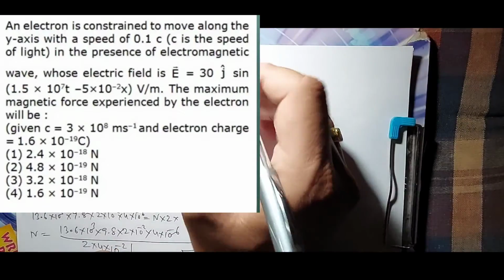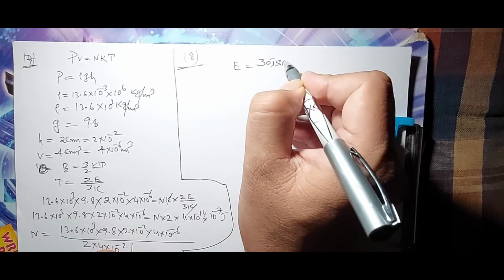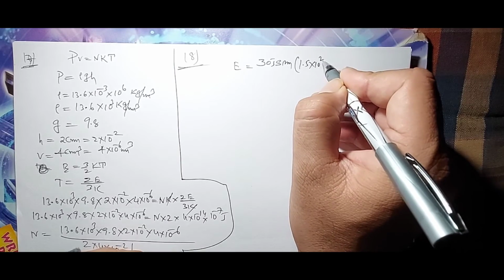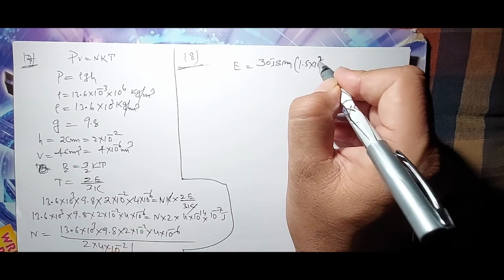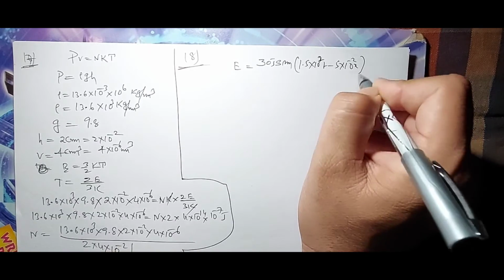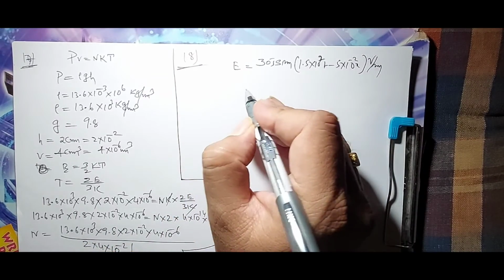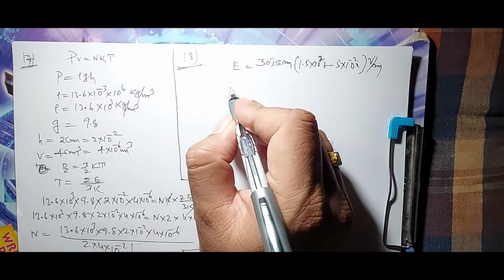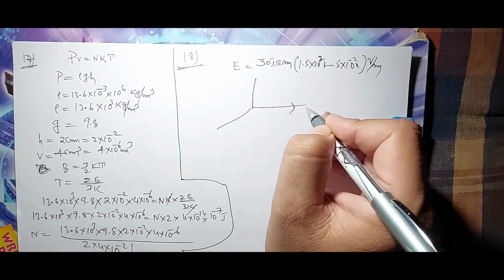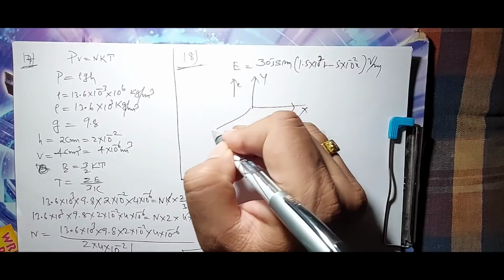So here they given E is equal to 30 j sin (1.5 into 10 to the power of 7 t minus 5 into 10 to the power of minus 2 x) volt per meter. We know that here the wave is propagating along positive x direction. Electron is moving along y direction.